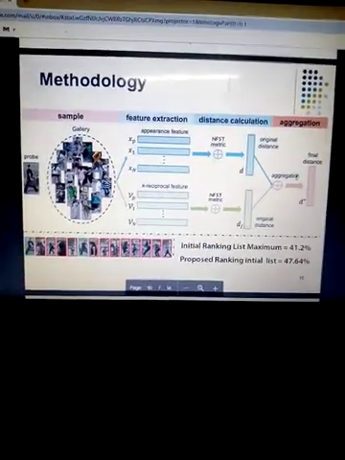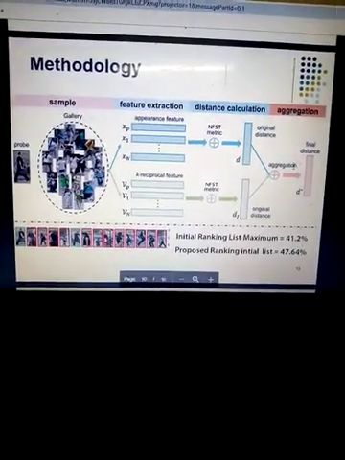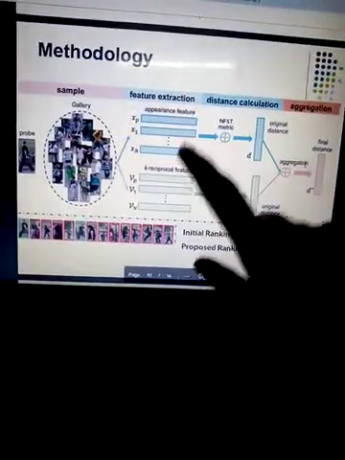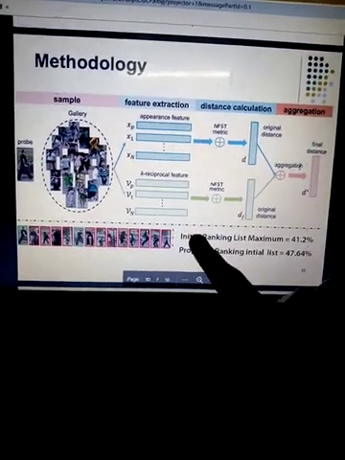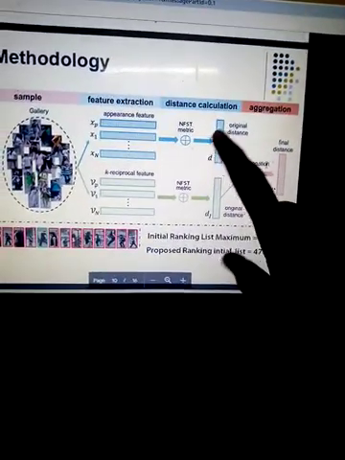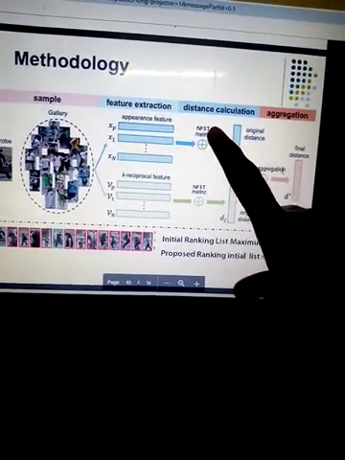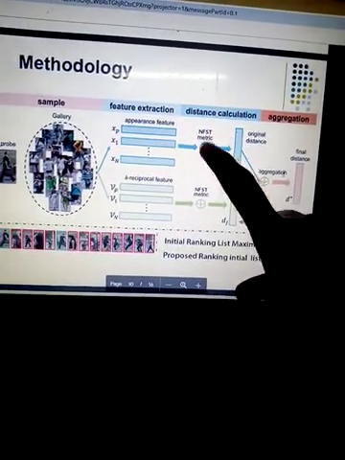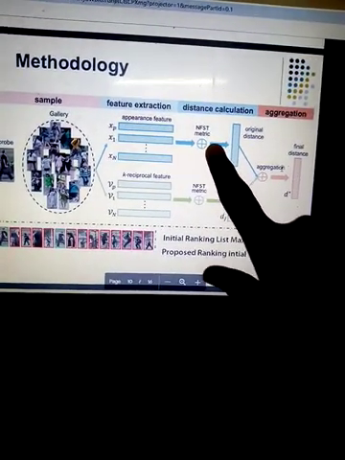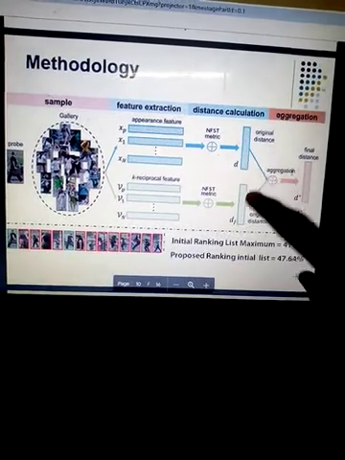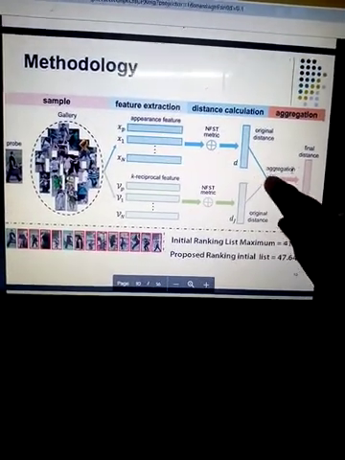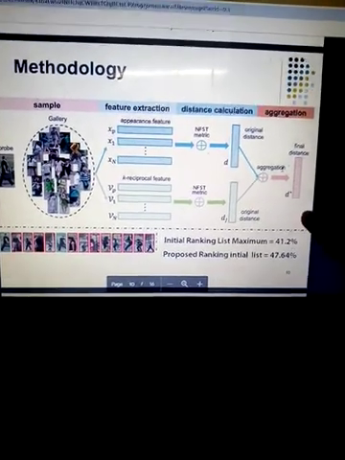The methodology of our research is as follows. In the sample, we have two images. One is the probe and the other one is the gallery. Then we extract the features by using the KNN, kernel nearest neighbor, and then we calculate the distance by the NFST technique. This is the best technique and gives us the highest accuracy on rank 1, 5 and 10, and then we calculate the distance of these two individuals' feature extractors, and then take the average and get the result.